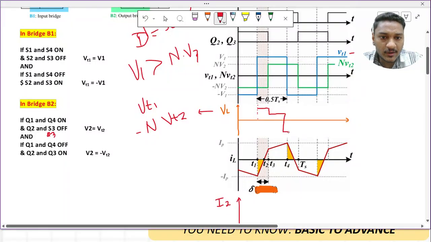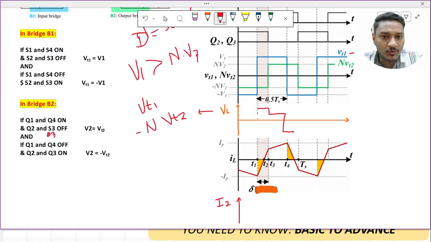Then for this particular duration, again overlapping is there, very short. So again I am getting some voltage, and then V1 minus of this, to minus V1 minus of minus n times V2, so again some voltage comes. And then the periodicity will start again.